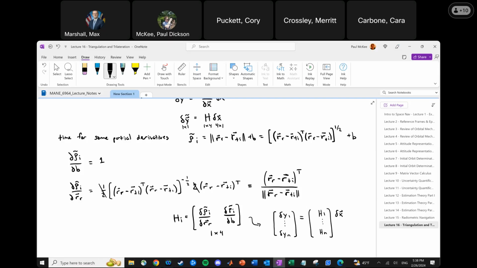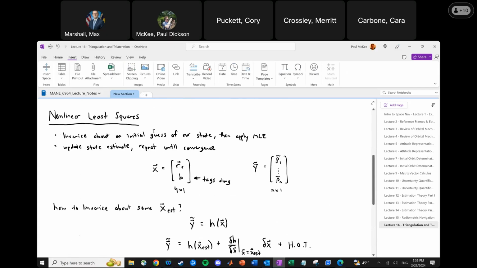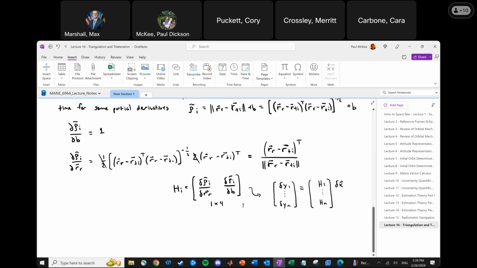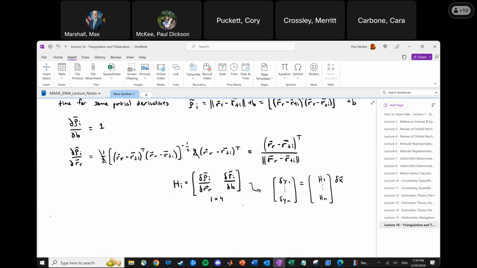And finally, this is why it's the nonlinear least squares. We bent ourselves into a pretzel, linearizing about the initial state to ultimately arrive back at a y equals hx problem. And so this kind of lends itself to an iterative solution scheme, iterative solution method. This leads to the following iterative method.